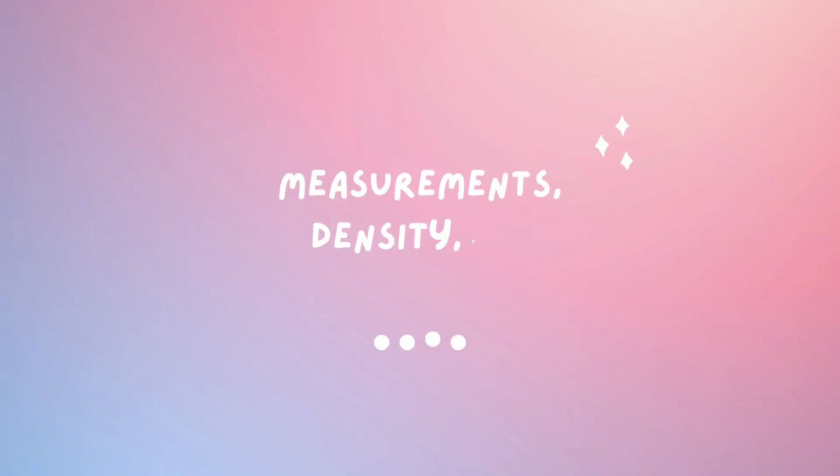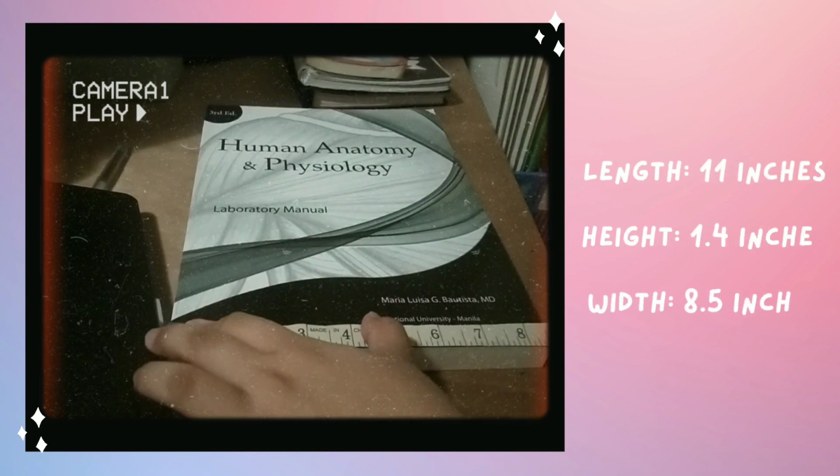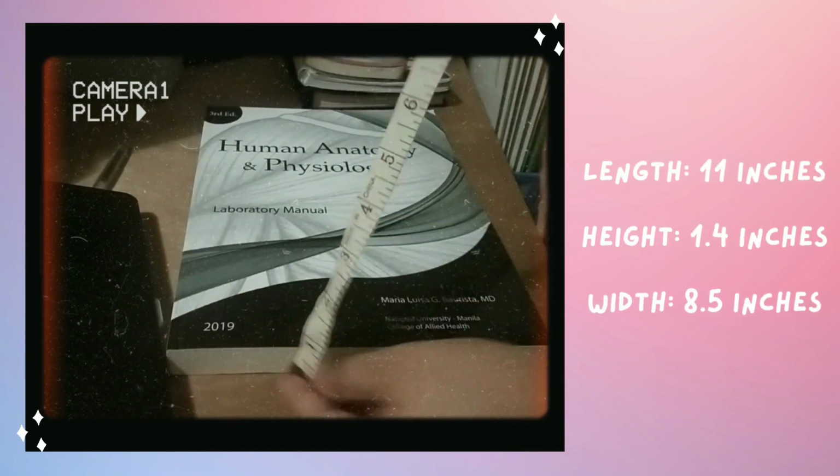Experiment 1. Measurements, density, and significant figures. Measurement of the textbook. Here I use the Human Anatomy and Physiology, and it has a length of 11 inches, its height is 1.4 inches, and its width is 8.5 inches.